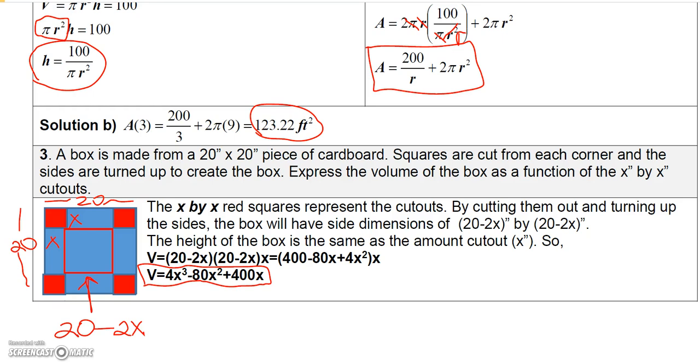Okay, so that completes this video on these 3 function applications.